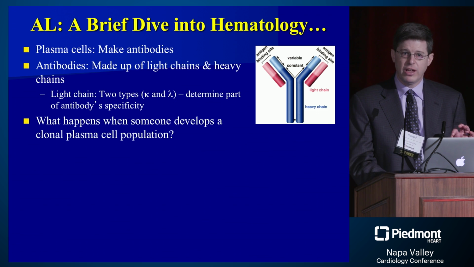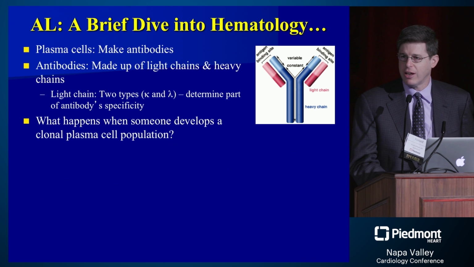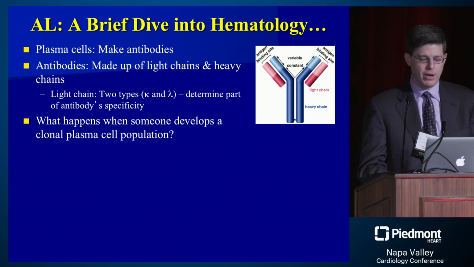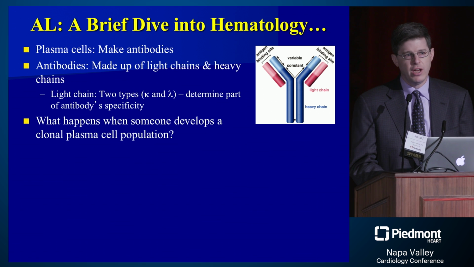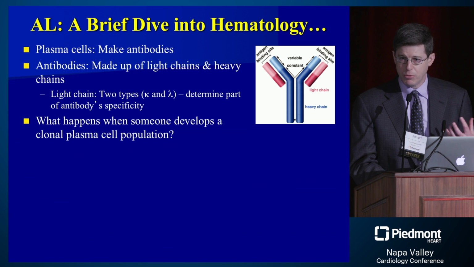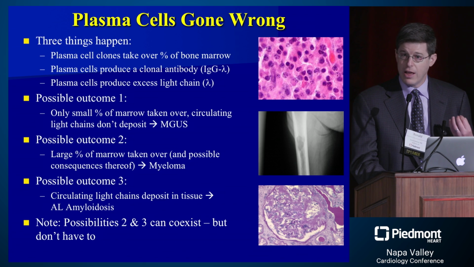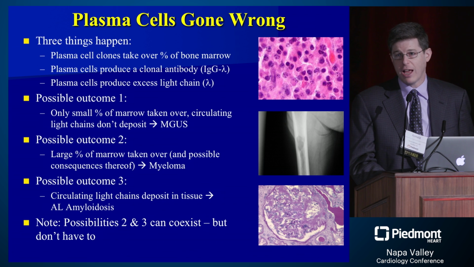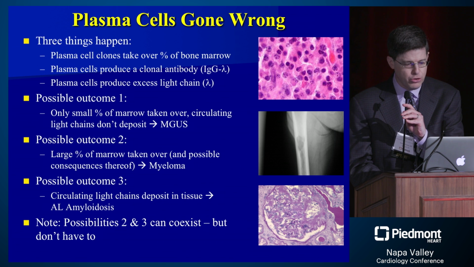So to understand AL amyloid, we need to take, I promise, a brief dive into hematology. So to remind everybody, plasma cells reside mainly in the bone marrow and make antibodies, and antibodies are made up of light chains and heavy chains. And the light chains come in two overall flavors of kappa and lambda, and they determine part of the antibody specificity. So now imagine you have a plasma cell population that essentially becomes malignant. You have a clonal expansion of it, and three things will happen. First off, the plasma cells will take over some percentage of the bone marrow, which may be a little or maybe a lot, but some percentage.